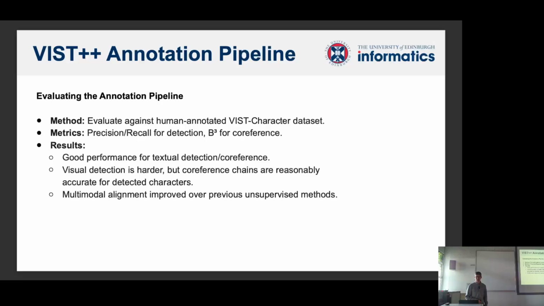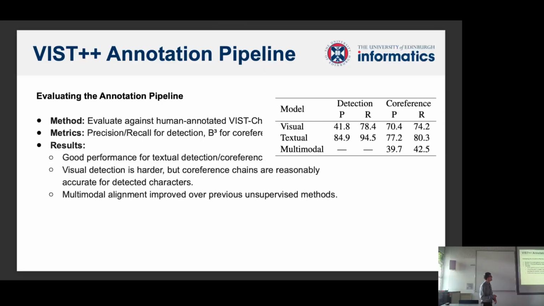Okay, and then you might wonder, does this actually work? So we evaluate this against this small hand-annotated data set that I mentioned that we have already. So we looked at this data set and compared it to the large automatically annotated data set. And here's just a quick table of results of this comparison. So precision and recall for detection. So textual detection works really well. Visual detection, recall is okay. Precision, not so much. Unfortunately, that's just a limitation of the object detector, essentially.